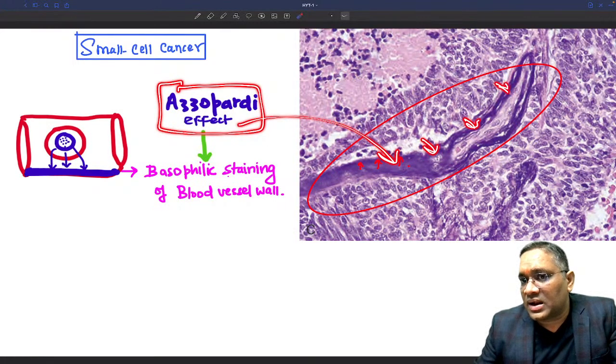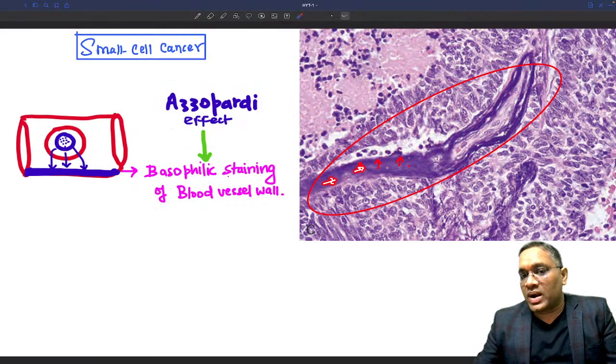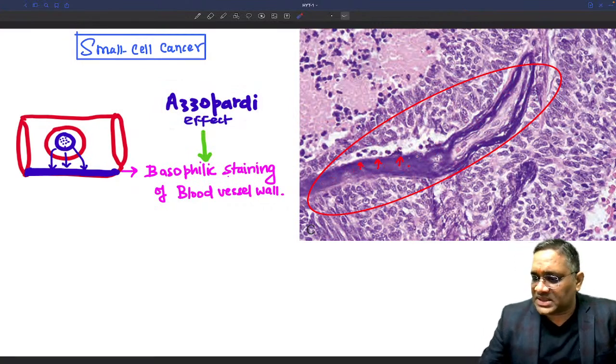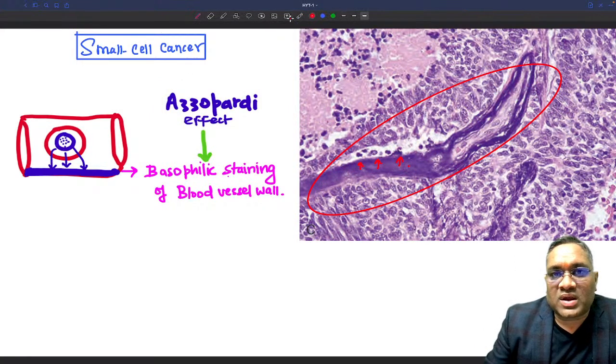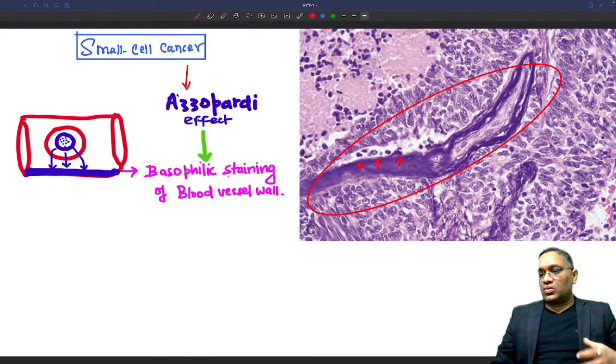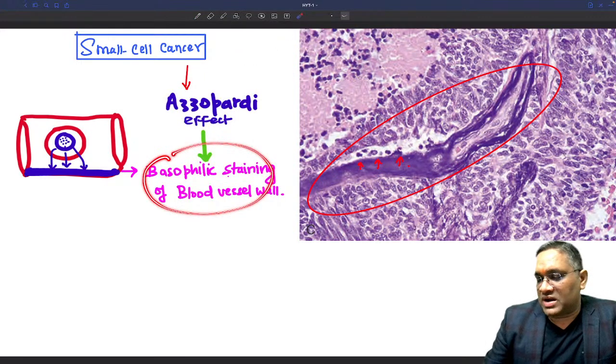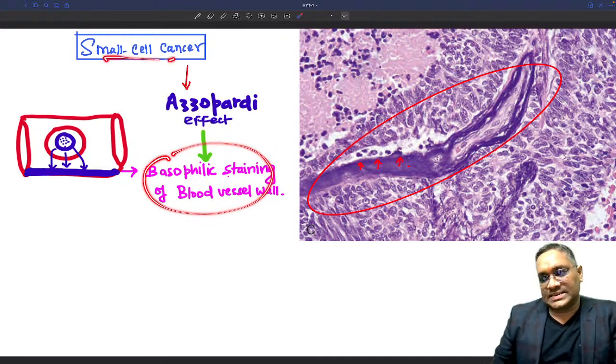All these are the Azzopardi effect which we are seeing in the blood vessel, where you can notice blue chromatin getting deposited throughout the vessel wall. The Azzopardi effect is seen in small cell cancer of lung because chromatin is leaking out. So what is the Azzopardi effect? If the examiner asks, it is a basophilic staining of blood vessel wall seen in small cell cancer, right?